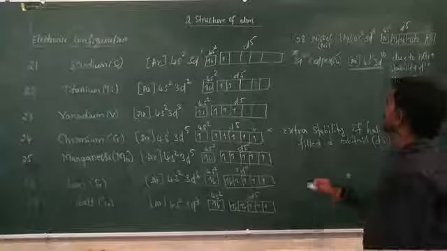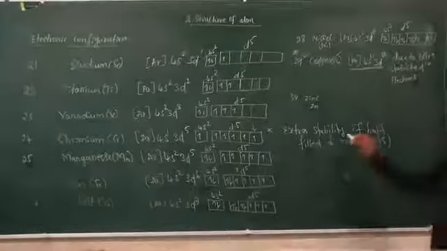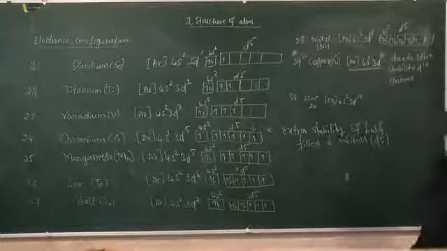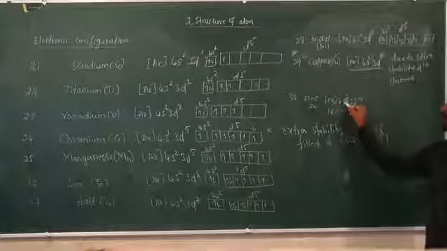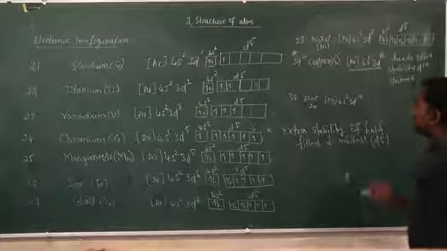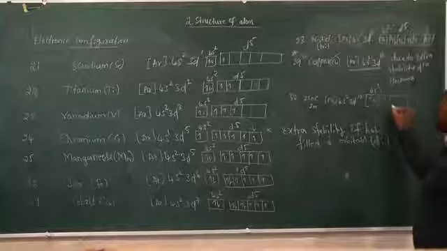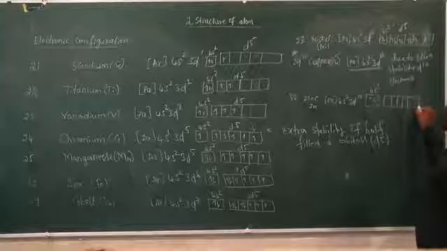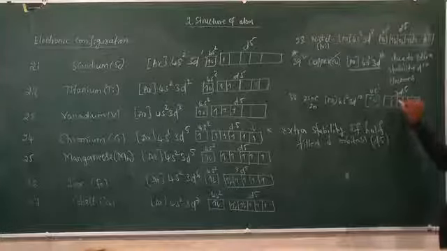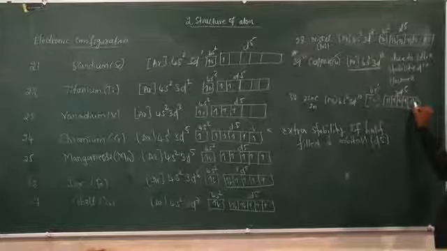Chromium and copper are important. And the next one, 30, zinc. Argon followed by 4s2, 3d10. 30: 18 plus 2 plus 10; 18 plus 2 is 20, 20 plus 10 is 30. 4s is completely filled, and 3d10: 1, 2, 3, 4, 5 orbitals containing 10 electrons: 1, 2, 3, 4, 5, 6, 7, 8, 9, 10.